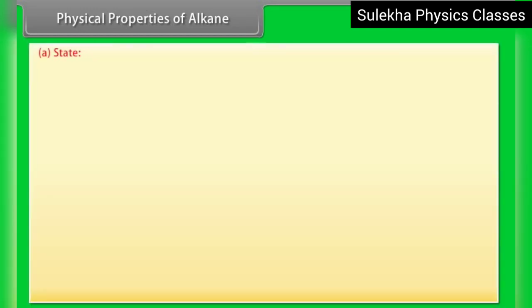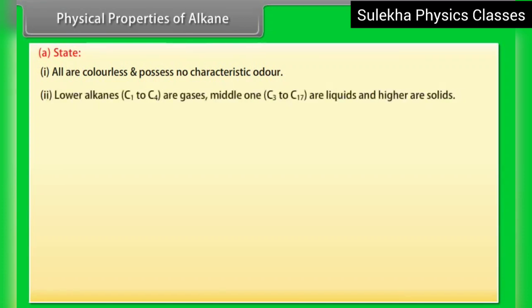Physical properties of alkanes. State. Number 1. All are colorless and possess no characteristic odor. Number 2. Lower alkanes C1 to C4 are gases. Middle ones C5 to C17 are liquids and higher ones are solids.